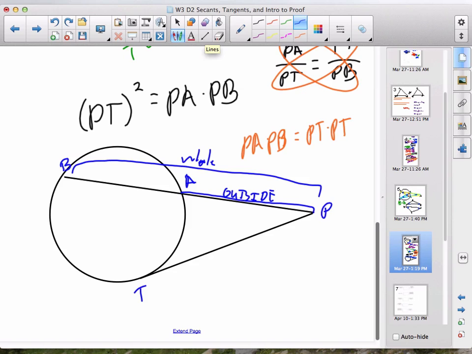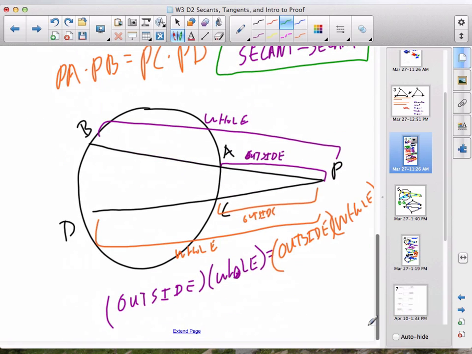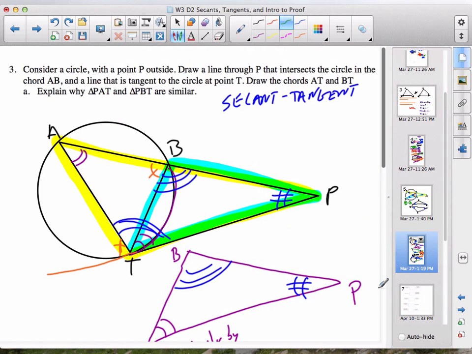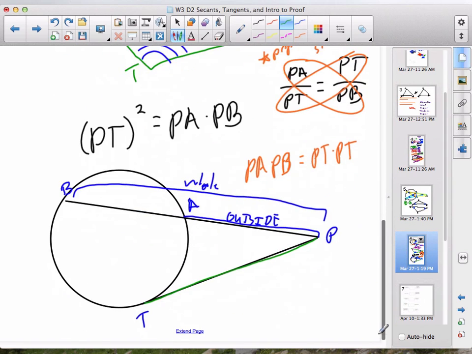It's like the whole tangent times the whole tangent, right? But I like the way Sam put it. He related it back to this, where it was outside times the whole equals outside times the whole. Now the outside and the whole are the same. That's another way of thinking about it. So the outside times the whole is equal just to the whole tangent squared.